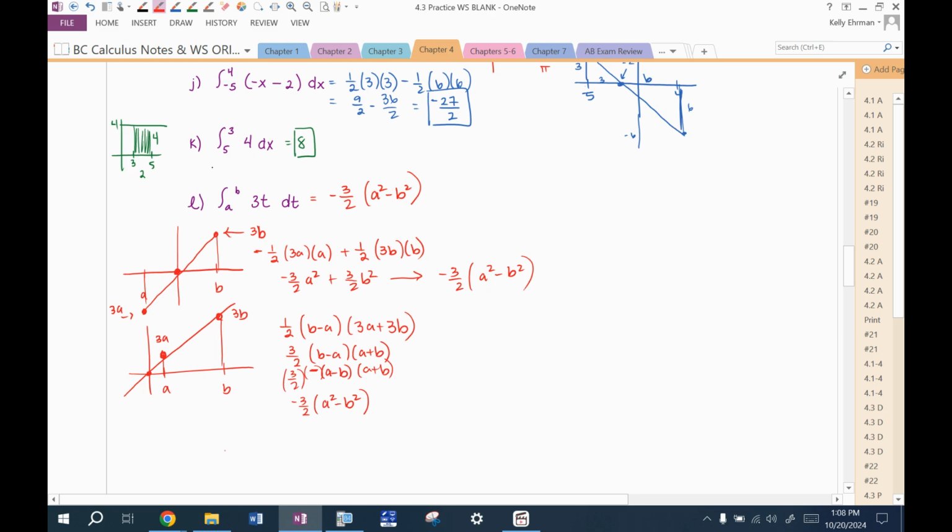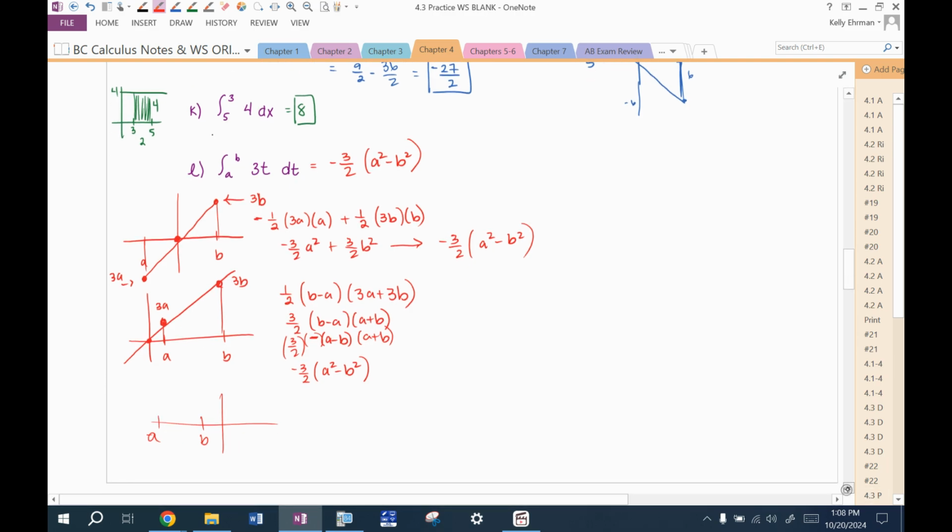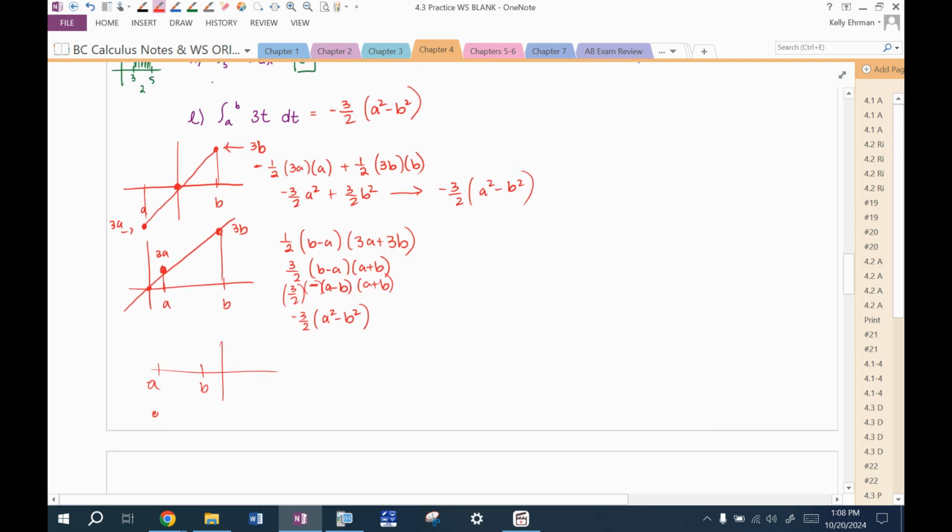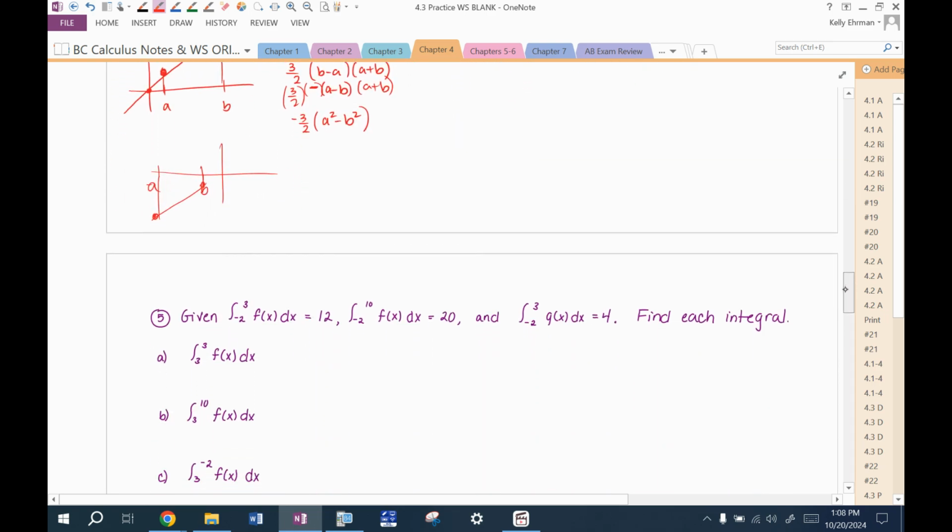I know I haven't considered what if they're both negative, but it really doesn't matter. You're going to get the same thing, right? You're going to get something like this, and it'll just be another trapezoid on the negative side. Okay, I think I'm happy with that.